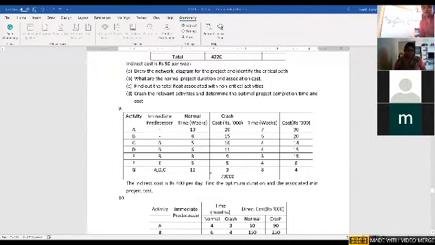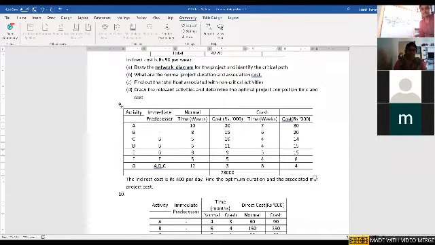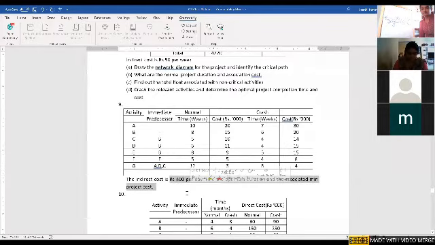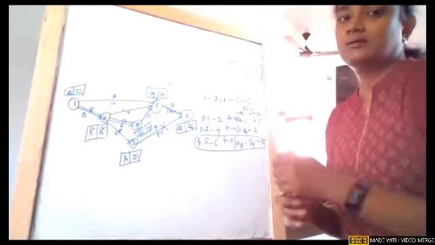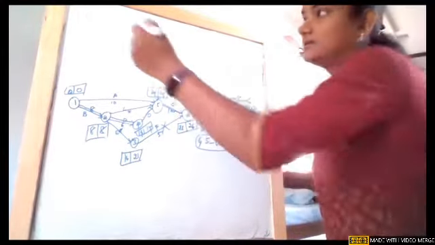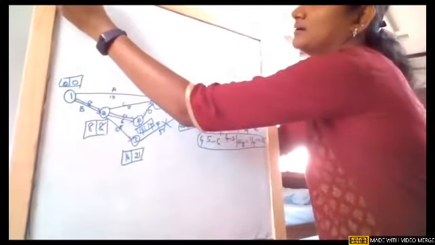The normal cost is 73,000 according to the question. When we see the indirect cost, it is rupees 400 per day. I just wanted to show you this also. Rupees 400 per day is the indirect cost. Before going to cost, we need to first construct the cost table. See the cost table.